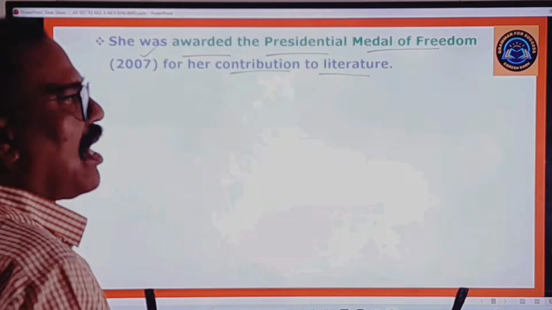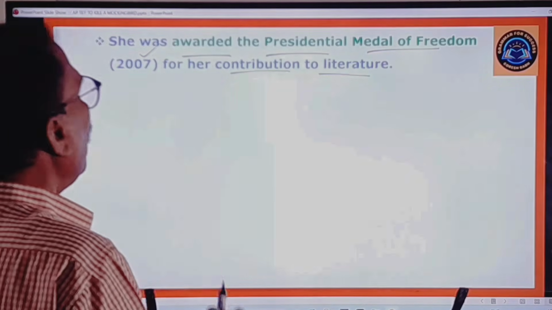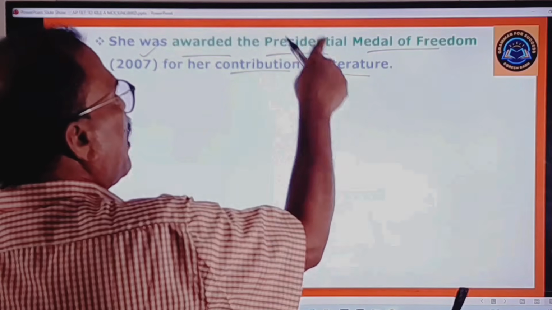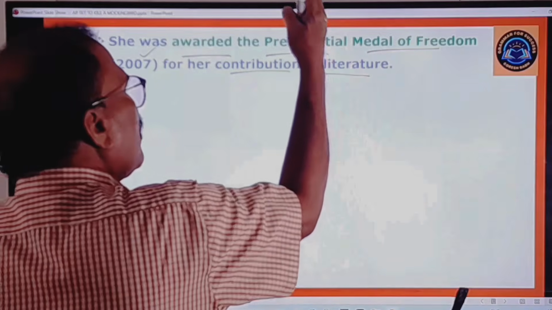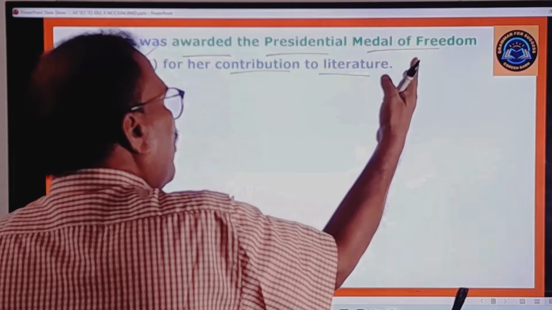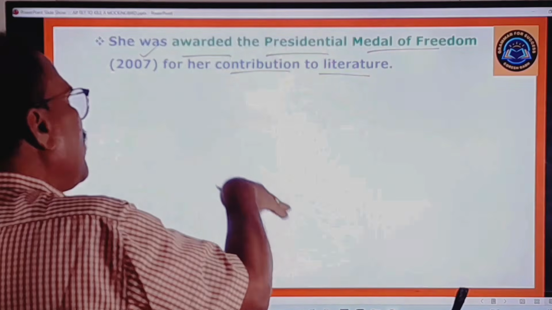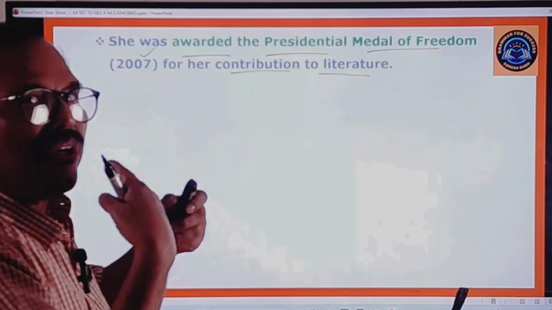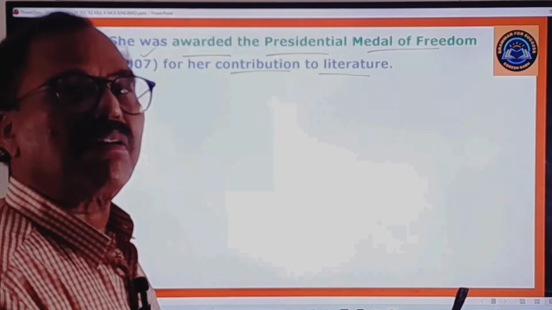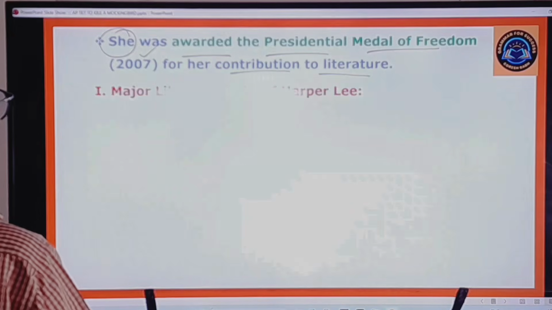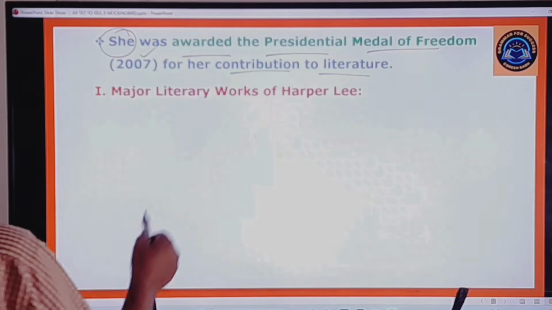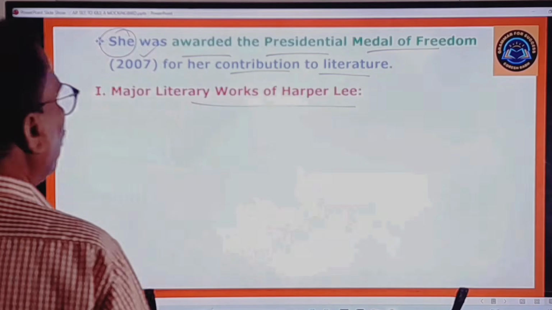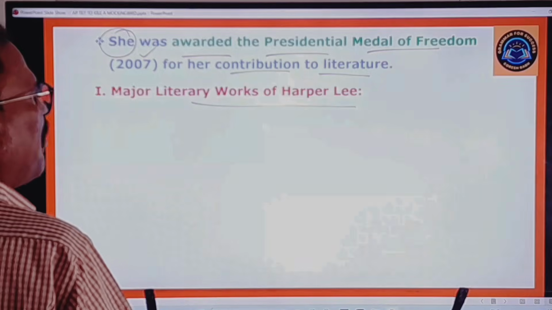So here this Harper Lee was also awarded the Presidential Medal of Freedom. This Presidential Medal of Freedom is also a very prestigious award that can be conferred on those people that contribute richly to the literary domain. And here, major literary works of Harper Lee. So what are the major literary works of Harper Lee?